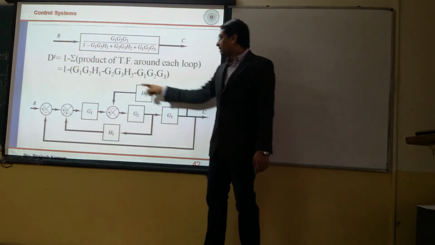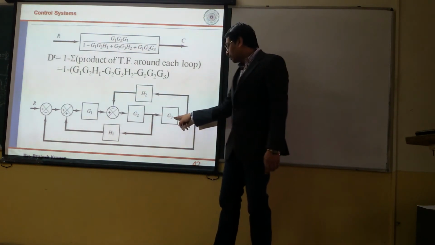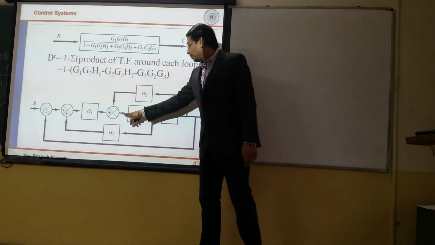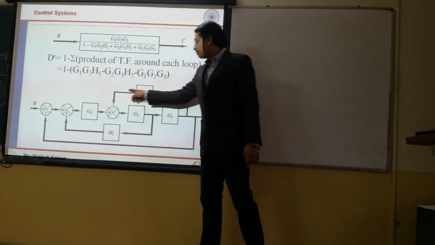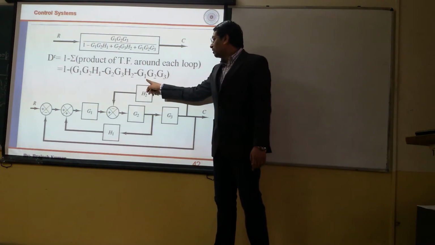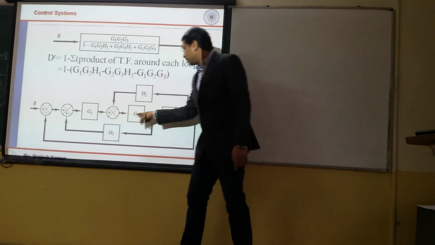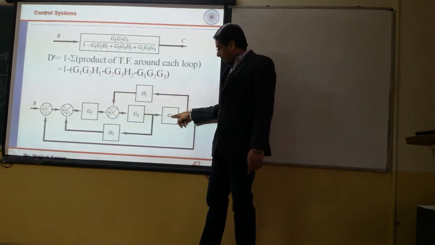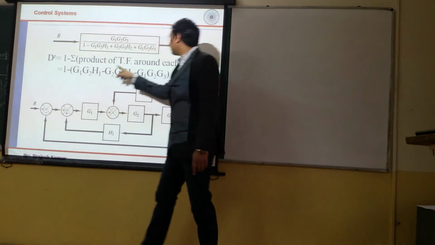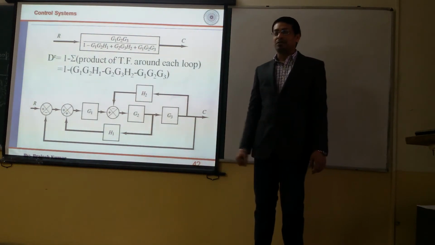The second one was what? Minus G2, G3, H2. G2, G3 and H2. But since here it is a negative sign, it will be negative. So G2, G3, H2. Correct? Once again, minus G1, G2, G3, and multiply by 1 also. 1 with a negative sign, so I will keep the negative sign. Correct? So you have learned how to check your answer.